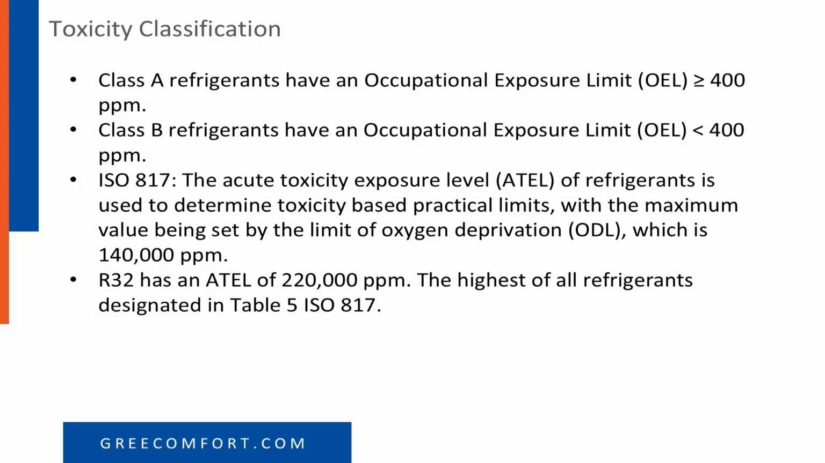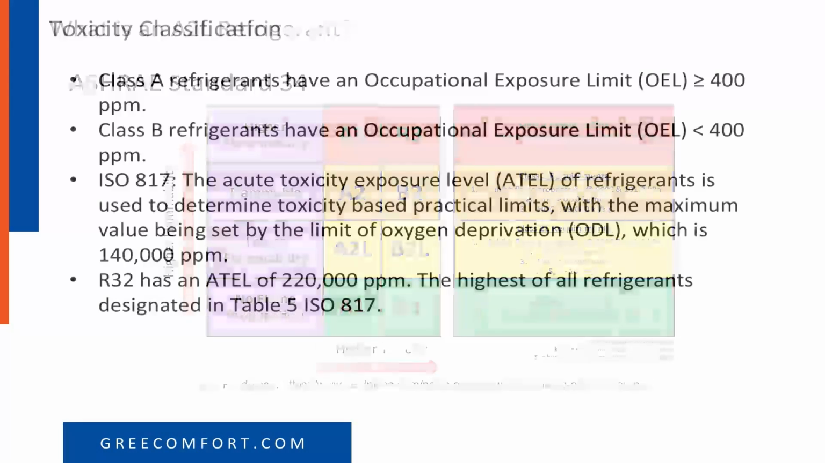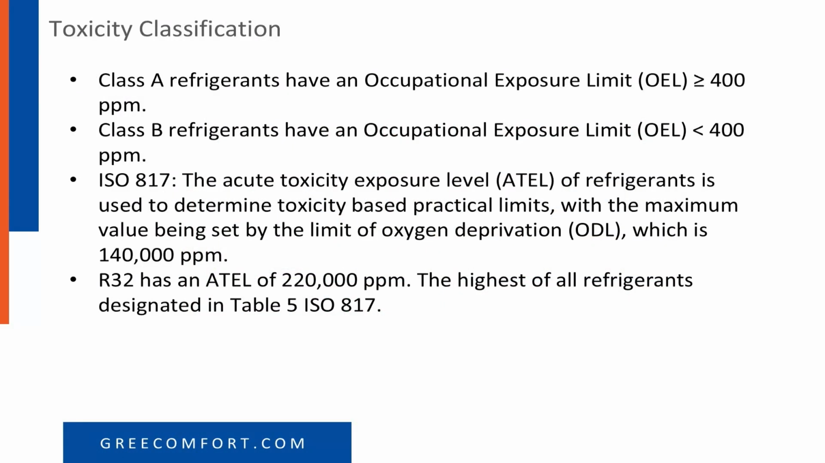When you look at Table 5 in ISO 817, and you look at the 90 refrigerants they have listed there, take a look at R32. It has an ATEL of 220,000 parts per million. That's the highest of all refrigerants in that table, which means it is the least toxic out of all those refrigerants. So again, what does that mean? You have far more of a risk of asphyxiating in a room full of R32 than you would suffer any other negative health effects. That's how they look at the toxicity level in that classification.